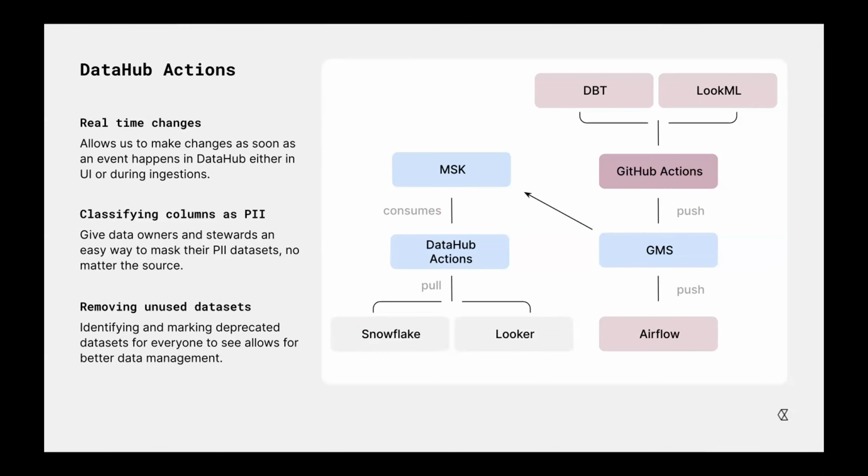Two pull-based ingestions that we use the DataHub Actions for are Snowflake and Looker. Whereas with dbt, LookML, and Airflow, we use it more as a push-based ingestion. But we still use DataHub Actions to consume whenever an event happens and do any use cases for it.